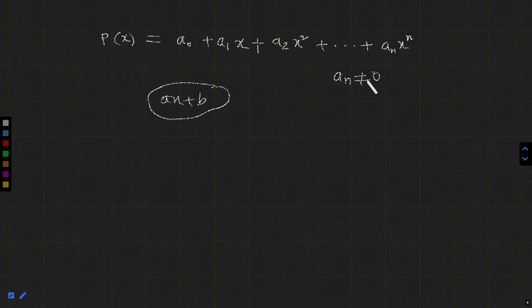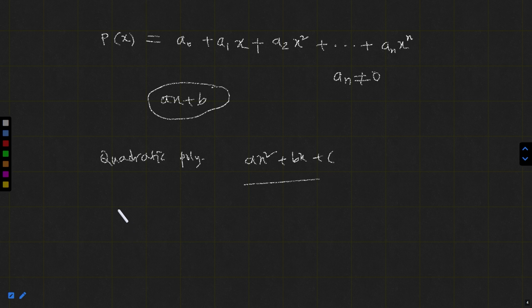A linear polynomial is a polynomial that has degree 1. If you have a polynomial with degree 1, then that polynomial is called a linear polynomial, and the form of a linear polynomial is ax plus b. If the degree of the polynomial is 2, then that polynomial is called a quadratic polynomial. The general form of a quadratic polynomial is ax square plus bx plus c. Here the highest power of the variable x is 2, so the degree is 2.